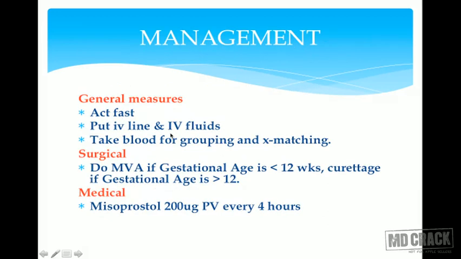We have to take precaution in this case because as products of conception are already out partially, it may lead to heavy bleeding. So depending on her general condition, we have to give her IV fluids, may require blood transfusion sometimes, but at least we should send blood for grouping and cross-matching and surgically take out whatever remnants are still there in the uterine cavity. Depending on the gestational age, we will choose the procedure. Usually these patients require check curettage. Medically, we can give misoprostol 200 microgram PV every 4 hourly if she is not actively bleeding.